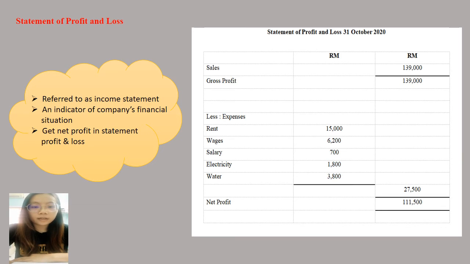Statement of profit and loss is also referred to as the income statement. The income statement is an indicator of the company's financial situation. In the statement of profit and loss, we can get the net profit at the end of the statement and use the net profit to complete the next statement, which is the balance sheet statement.